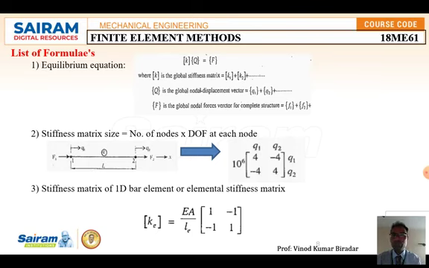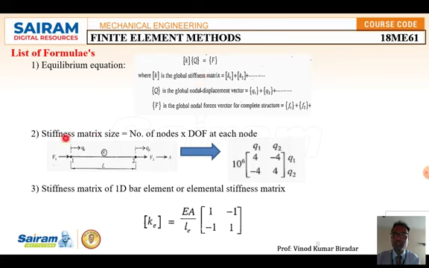Okay, so the list of formulas, before solving the problem we have to remember these formulas. So the first formula is the equilibrium equation, that is step number 4. We have to remember this formula, that is KQ equal to F. Okay, some books denote it as U, and some books denote it as Q for displacement. Q is nothing but displacement here. Then you have to calculate the global stiffness matrix, where K is the global stiffness matrix, U is the nodal displacement, and F is the nodal force. So that is the combined forces, all those things.